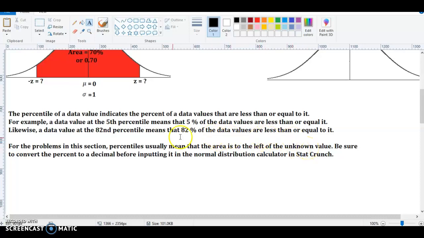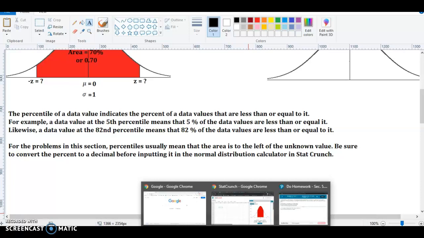Notice that in my definition of percentiles, it says less than or equal to that data value. So for the problems in this section, percentiles usually mean that the area is to the left of the unknown value. You want to be sure to convert the percent to a decimal before inputting it into the normal distribution calculator in StatCrunch. Let's see how this would look.